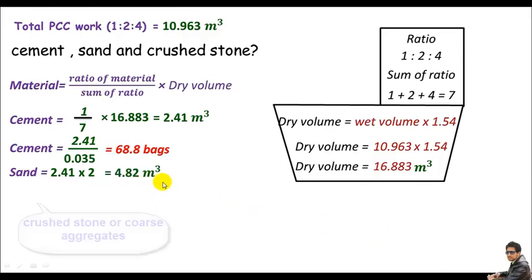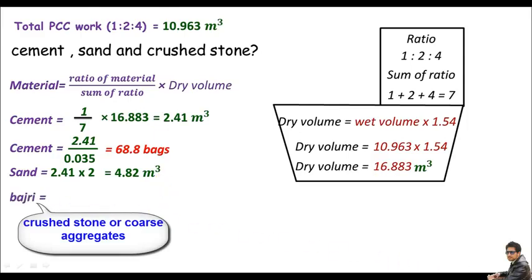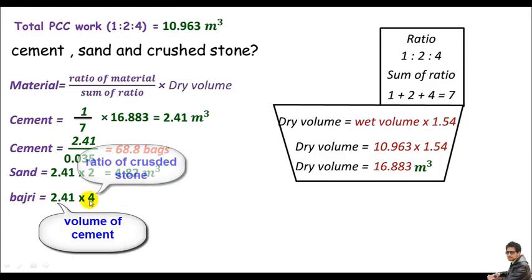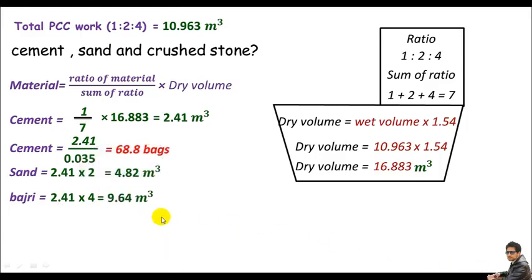And the next thing is the bajri, which is known as crush stone, no problem. Here we use the word bajri, though I think it's not a good word here. This is crush stone. Look at this ratio: the ratio of crush stone is 4. What does 4 mean? It means the crush stone is 4 times the cement. So I multiply the volume of cement by 4 to get the volume of crush stone. So 2.41 times 4 equals 9.64 cubic meter. And this is really good, I think.